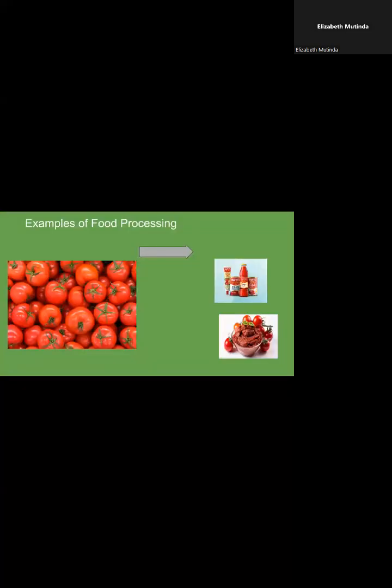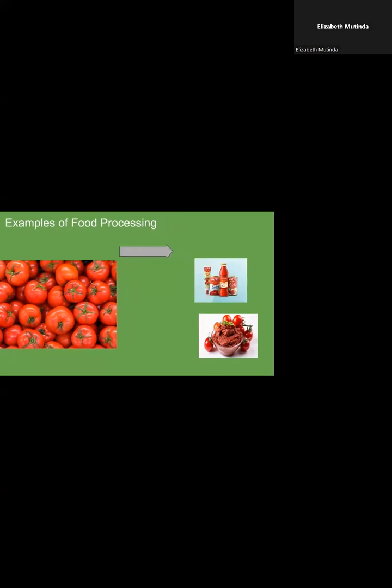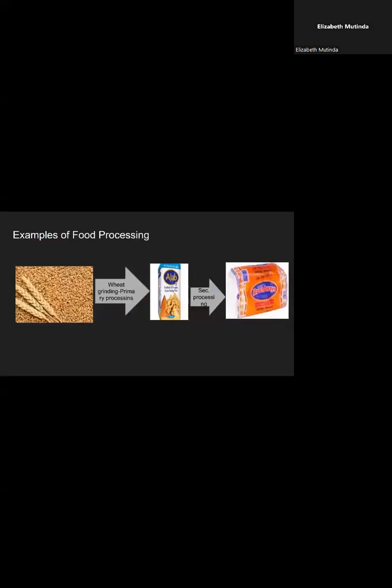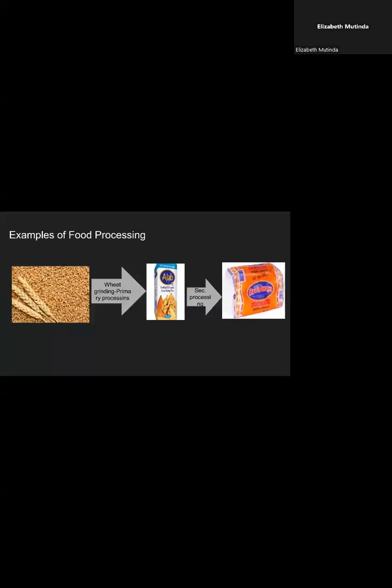There is also another example there of tomatoes. You can see how it has been processed to various products like tomato paste, tomato ketchup, tomato chili, as well as juice. And you can see also chocolate making, which is quite a process that involves various steps to come up with a chocolate. That is also another example of food processing. You can see processing of wheat through the process of grinding, which is the primary processing. We come up with the flour, then we come up with the bread, as you can see.